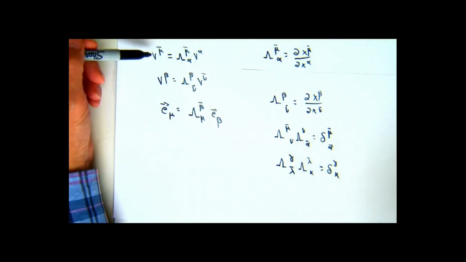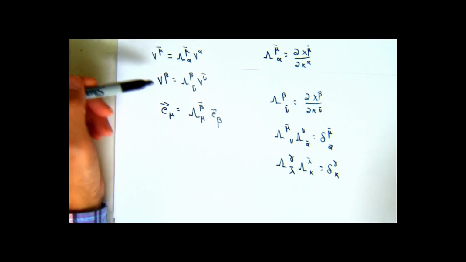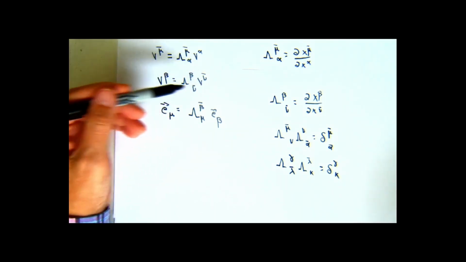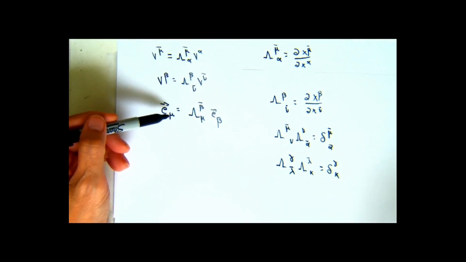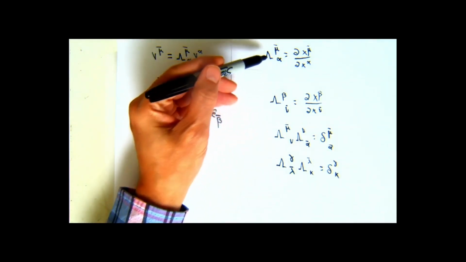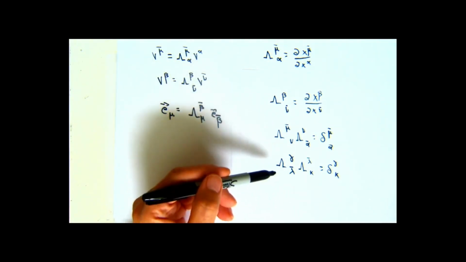So we've figured out how to do the barred components of a vector in terms of the unbarred components, the unbarred components in terms of the barred components, and how to express unbarred basis vectors in terms of barred basis vectors. In addition, we've identified what these coefficients actually are and found two properties that will be very useful to us.